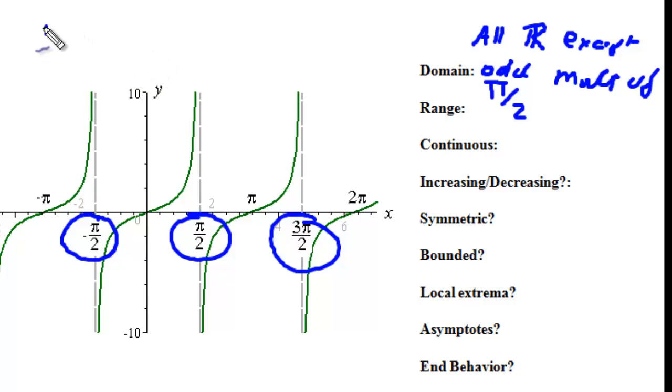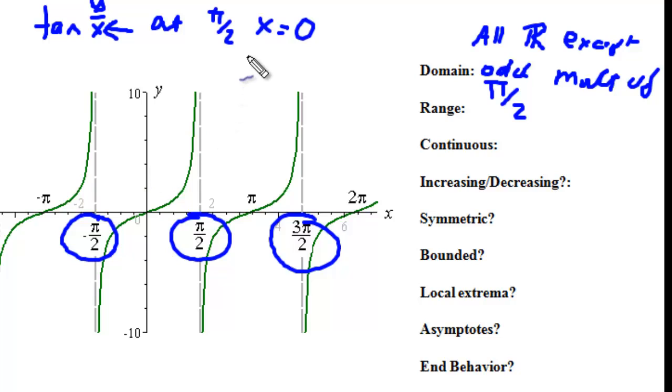What is tangent? Tangent is the y over x, and at pi over 2, x is equal to 0. So we'll have it undefined, or we'll have our asymptotes there. The range, every single y is covered, so we'll go from negative infinity to infinity.